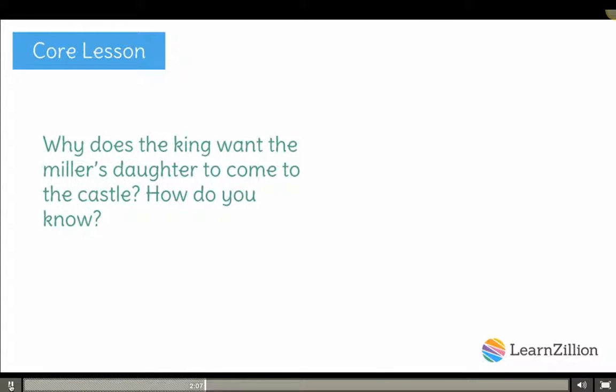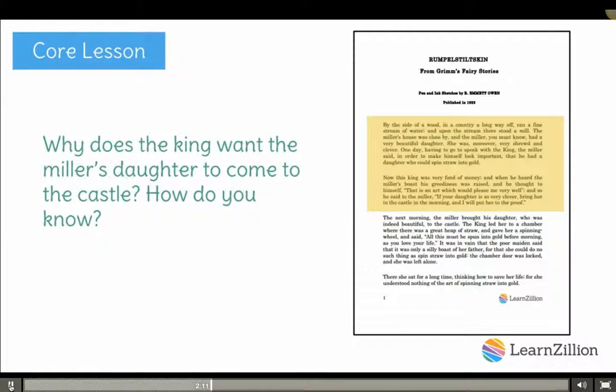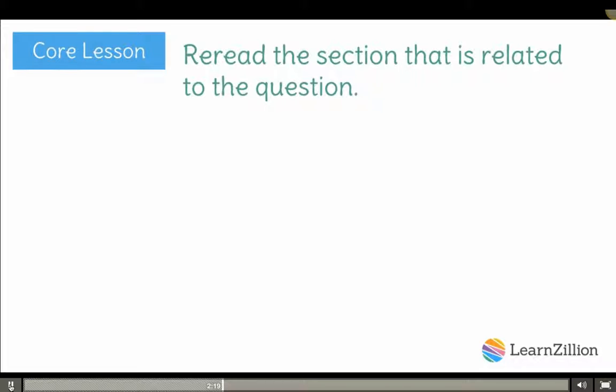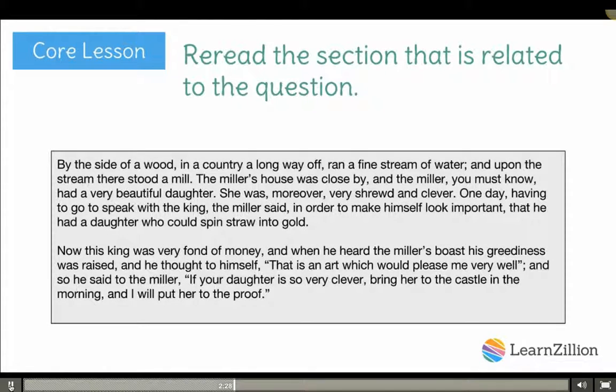Our question is, why does the king want the miller's daughter to come to the castle, and how do you know? To answer this question, we will focus on the first 2 paragraphs of Rumpelstiltskin. First, we reread the first 2 paragraphs, which are the sections related to the question. I will reread those now.